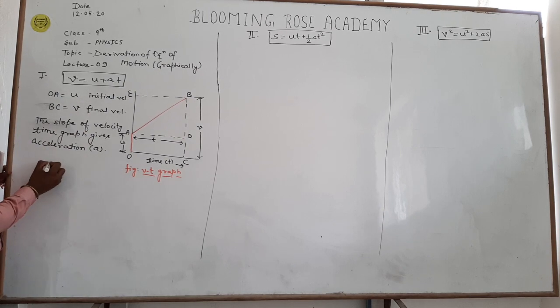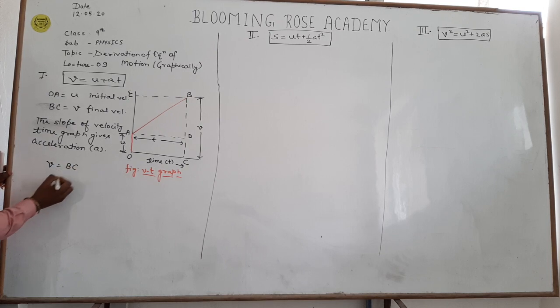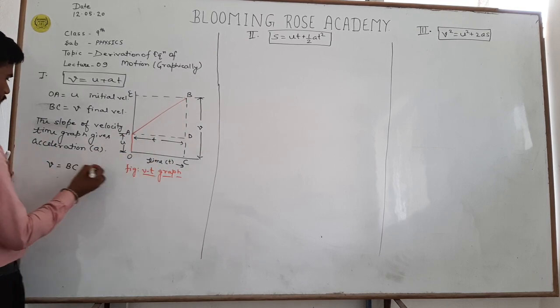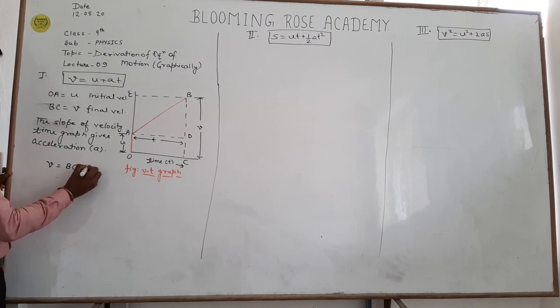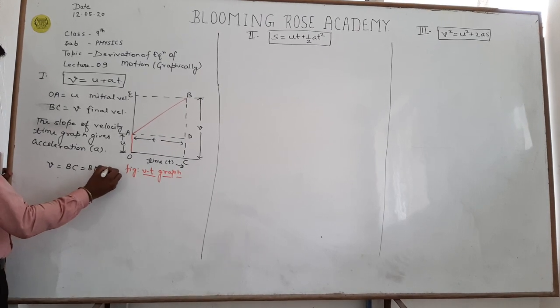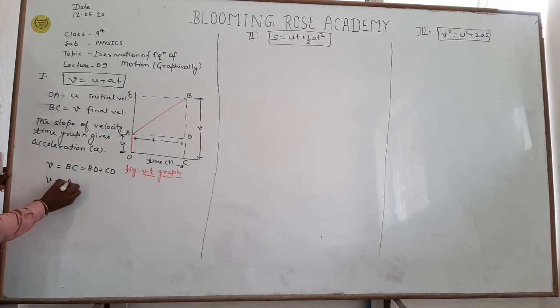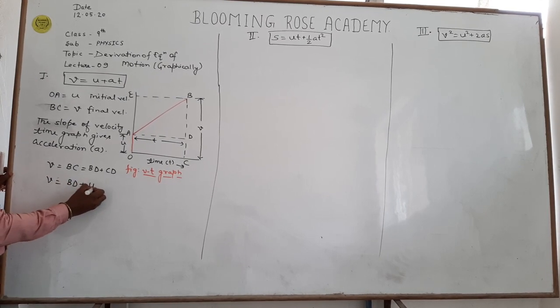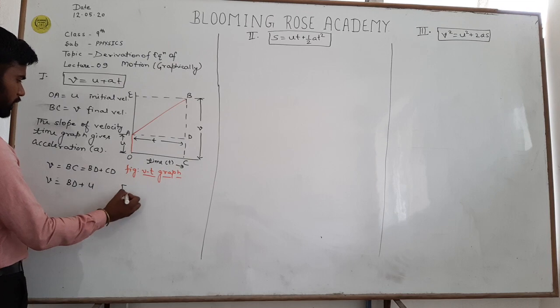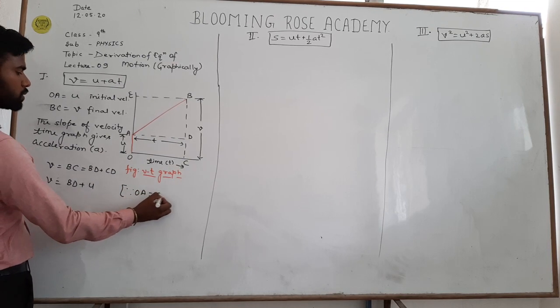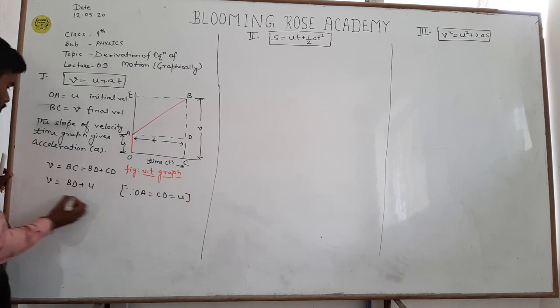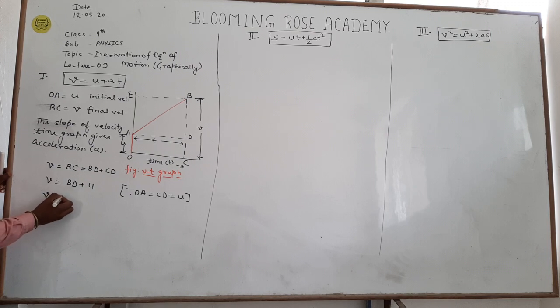So now here v equals BC, which can be written as BD plus CD. So from here v is equal to BD plus u, as we know that OA is equal to CD is equal to u. Now v minus u equals BD. Let it be the first equation.